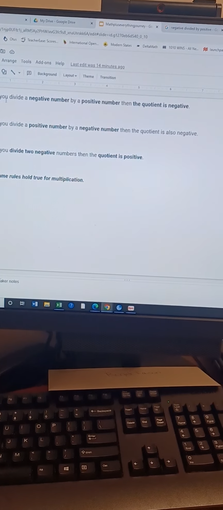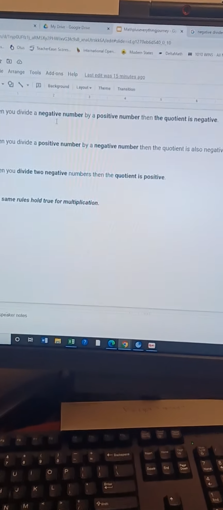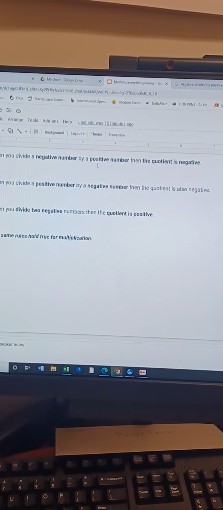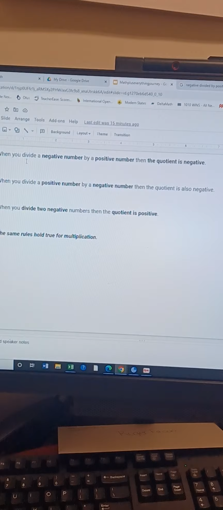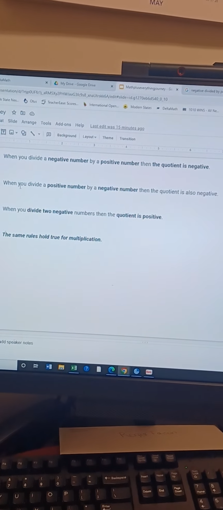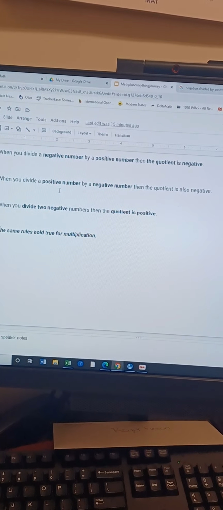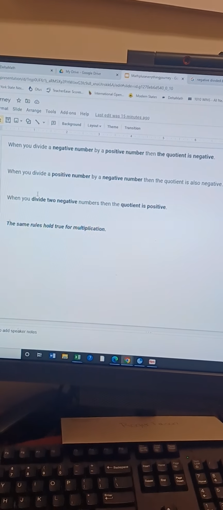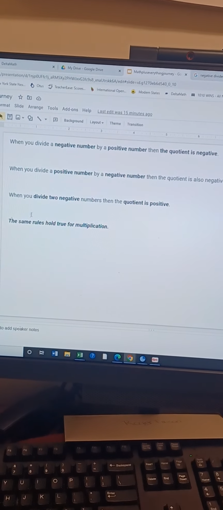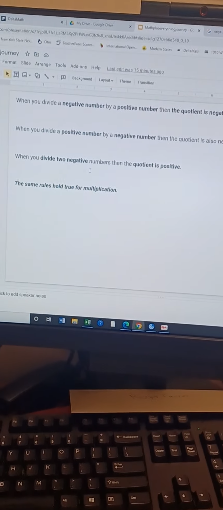Also, when you divide a negative number by a positive number, the quotient is negative. When you divide a positive number by a negative number, the quotient is negative. When you divide two negative numbers, then the quotient is positive. Same rule goes for multiplication.